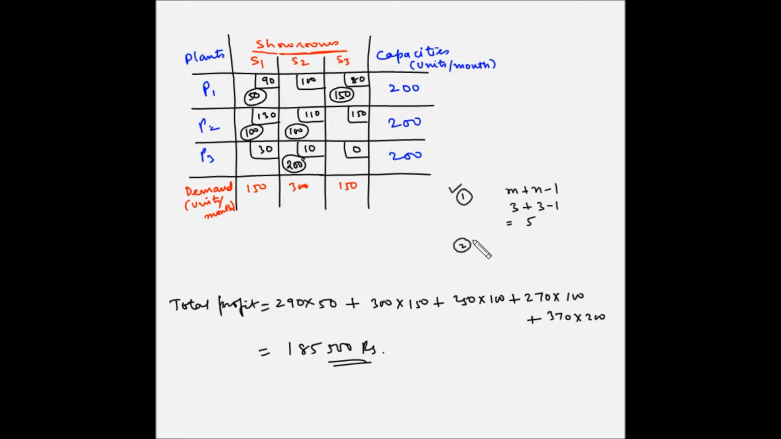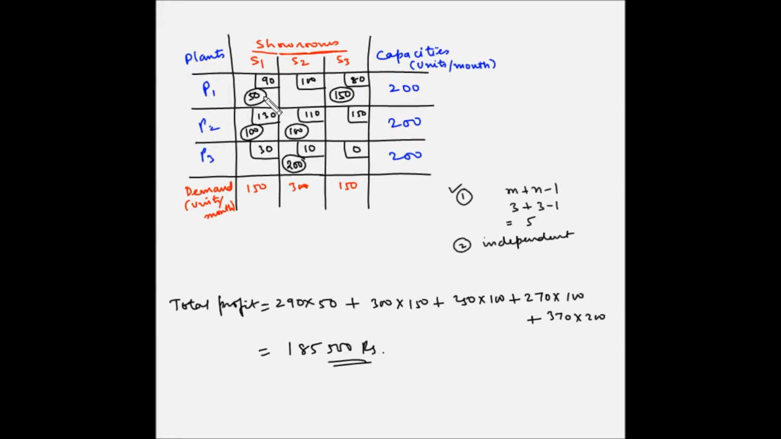Now the next condition is that these allocations should be in independent positions. A simple rule of thumb for allocations to be in independent positions is that it is impossible to travel from any allocation back to itself by a series of horizontal and vertical jumps from one occupied cell to another without a direct reversal of route.